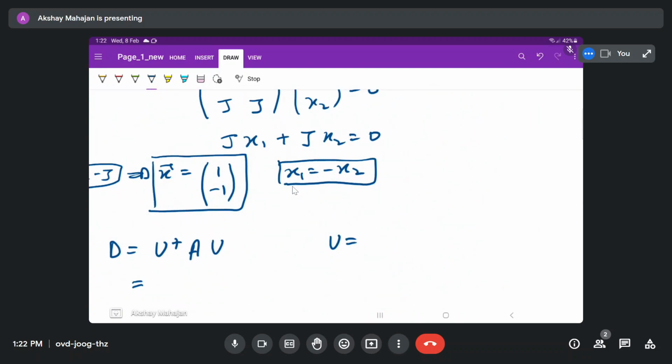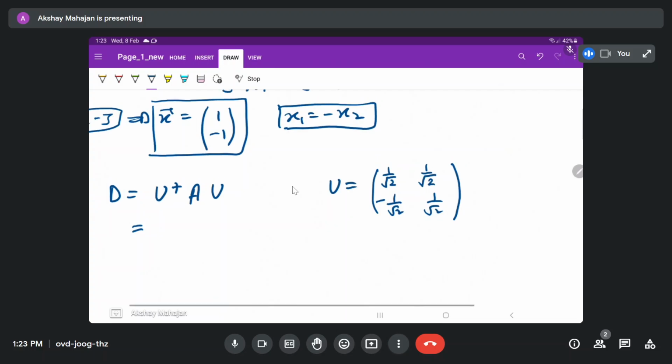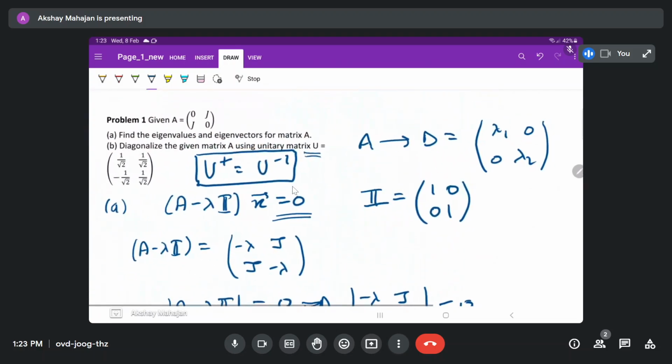Let me just check. We have our U, which is 1 by root 2, minus 1 by root 2, 1 by root 2, and 1 by root 2. Alright, so this is our unitary matrix U. Sorry, I guess I got the wrong minus sign. Let me check here again. Okay, so this is 1 by root 2, 1 by root 2, minus 1 by root 2, and 1 by root 2. Yeah, this is our U matrix.